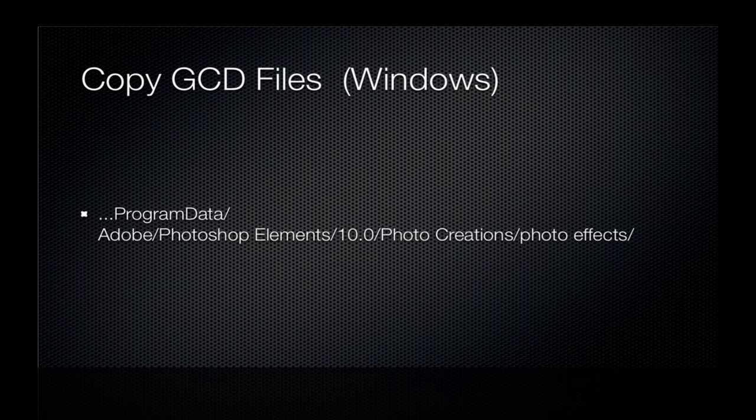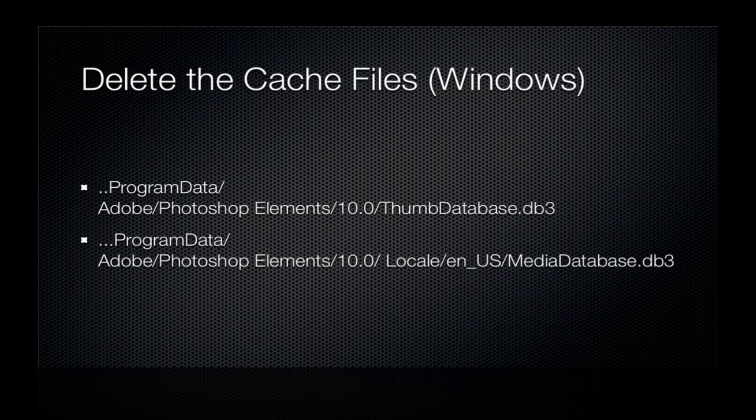In Windows, it's the same process. It's just that the first two parts of the path are replaced by the program data folder. So in Windows, all of the files get copied to the program data, Adobe, Photoshop Elements, 10.0, Photo Creations, and Photo Effects. And then the same thing holds true for the cache files. They are under the program data, Adobe, Photoshop Elements path, and the thumb database is in 10.0, and the media database is in the English US.